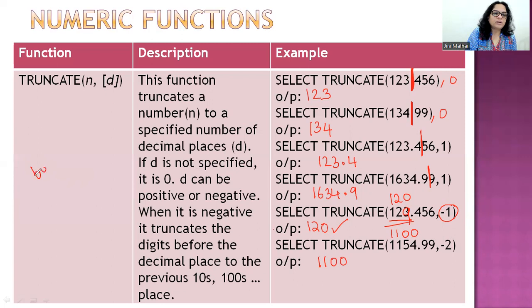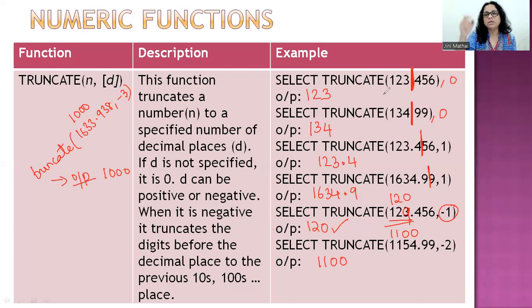Okay, let me give you another example. Let's say truncate 1633.938, comma -3. Now, what is the thousands place before 1633? It is nothing but 1000. Okay, so your output is going to be 1000. So it will never go ahead. It will only go backward when it is a negative sign. In short, truncate always gives you a number which is smaller than the number that you've specified.